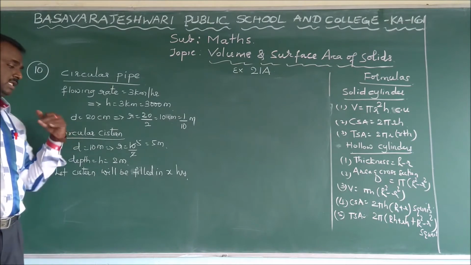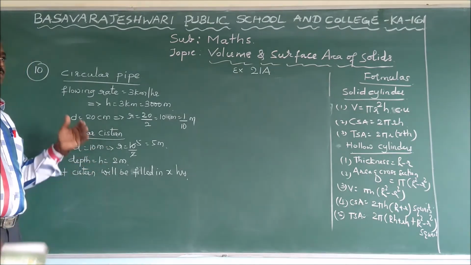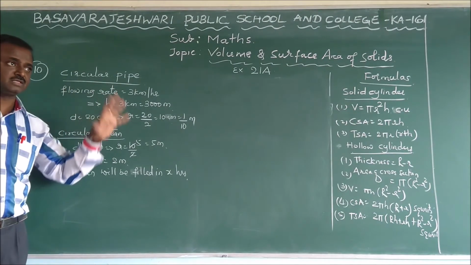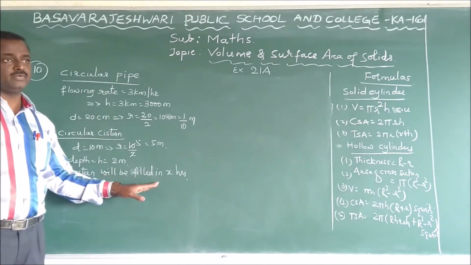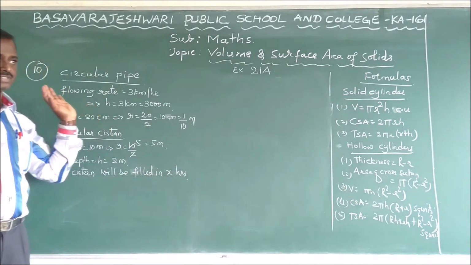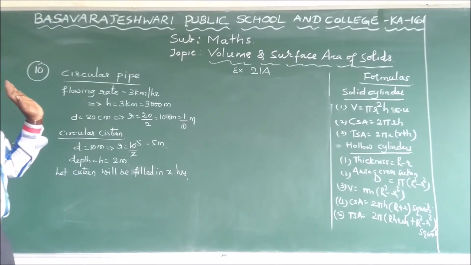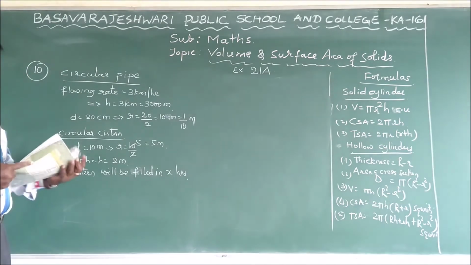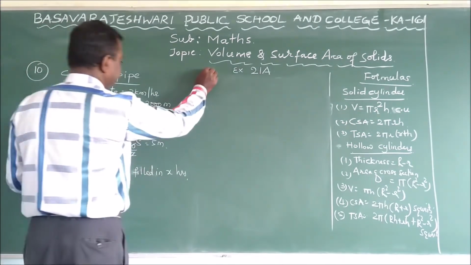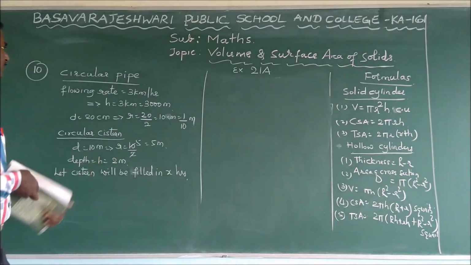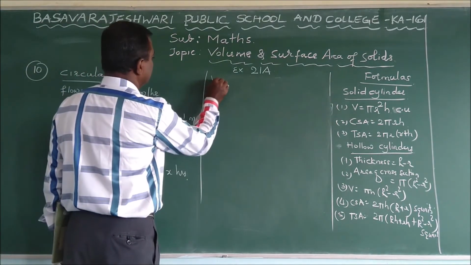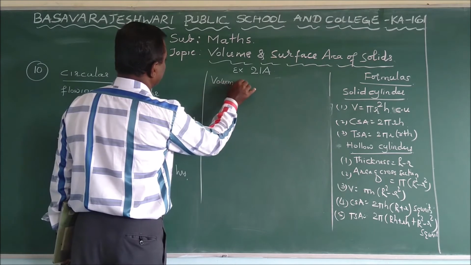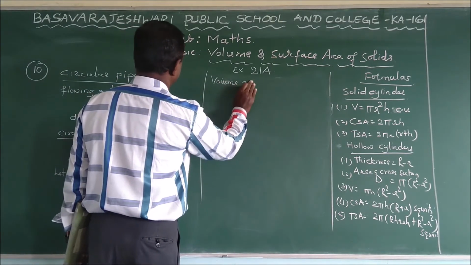What is the time taken by the water from the circular pipe to fill the system? That is nothing but what we don't know, let it be x hours. So what values do you have to take out? First, find out the volume of the circular pipe.